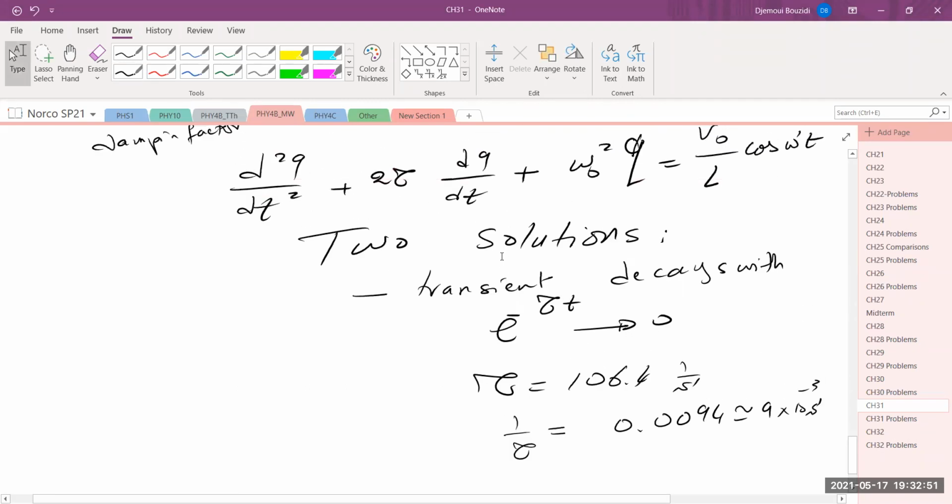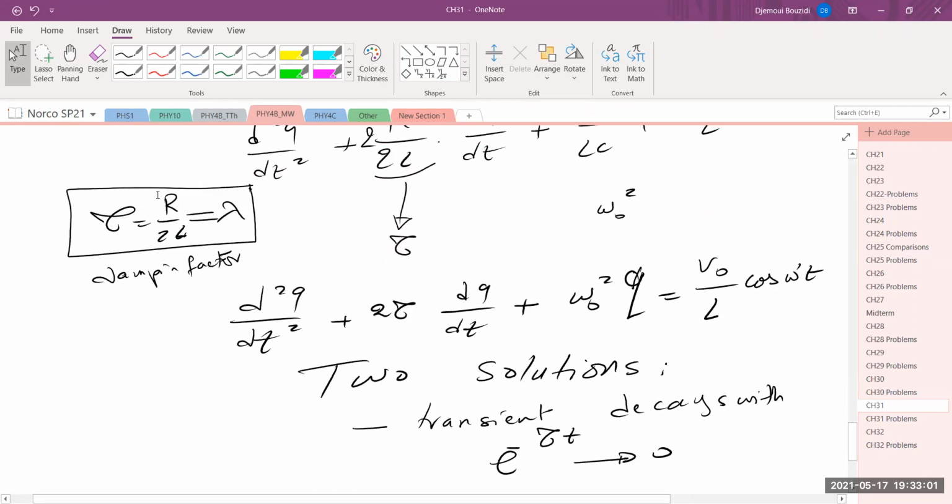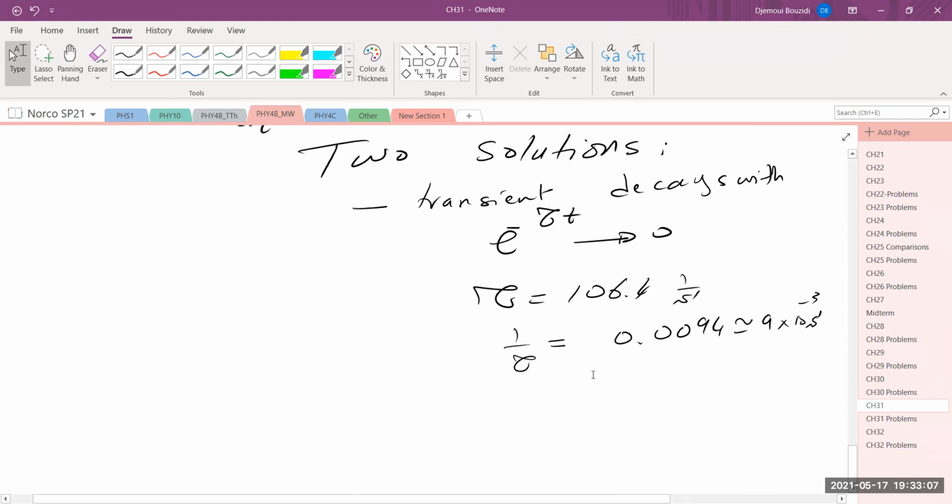So that's why the transient usually is not something you focus on. It's going to decay exponentially. And what determines it is that resistor, really, R. The ratio of R and L is the one that dictates how fast this will go to zero. So in this case, it's going to go fast to zero. There is another solution which is called the steady state.